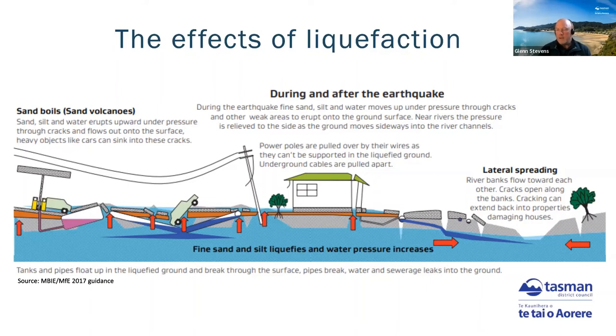On the right-hand side, what we're representing is where you've got saturated, unconsolidated material, but it's not constrained on one side. Typically this might be at a riverbank or an estuary margin. As it liquefies, the material can move sideways, or laterally, into that river, closing the river channel a bit, but also causing settlement and large tension cracks. So again, any structures or infrastructure on those areas can often fail.